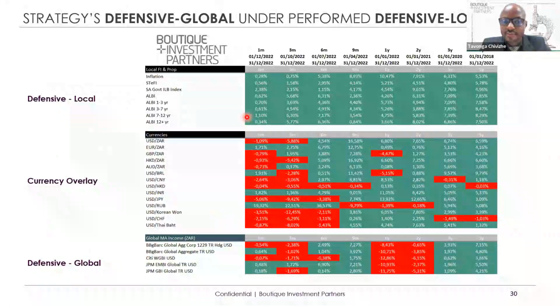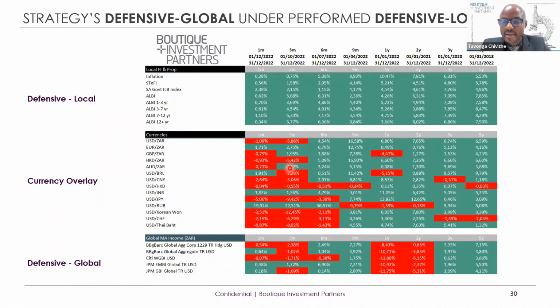And then if we look at defensives on the local versus global, the idea of local defenses being a better play than global defenses because of the rand risk really started to play out again. So I think what I can leave you with is that the de-risking strategy is generally working, but there's quite a lot of volatility in markets where we make up for it. For example, we lose on some, but in general, I think it is generally in our favor.